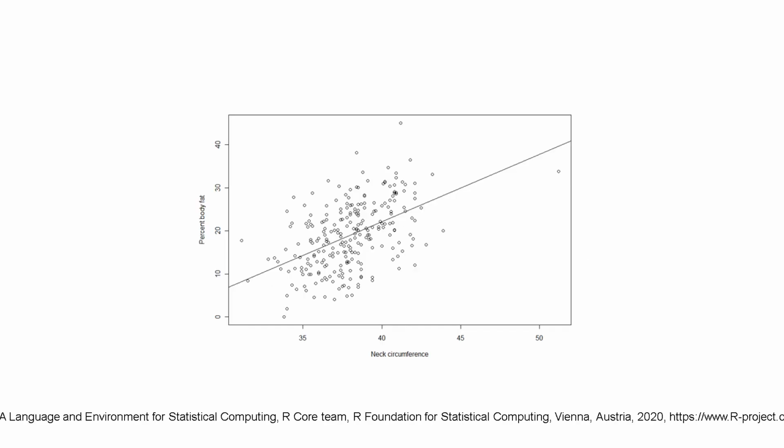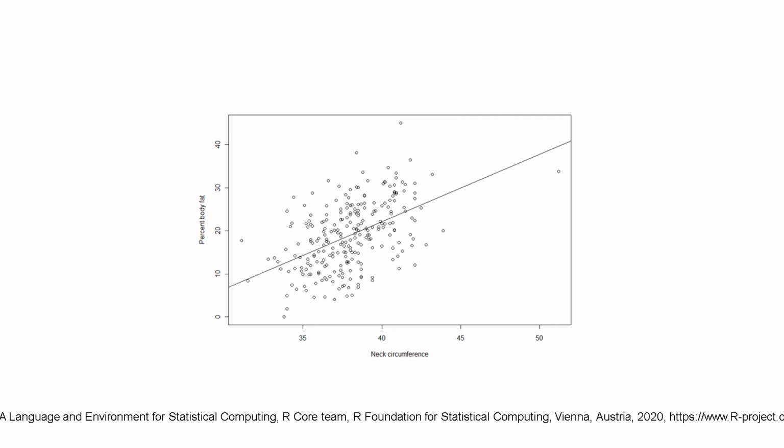This slide shows a scatter plot for percent body fat on the y-axis and neck circumference on the x-axis. Note that the regression line is the line showing the expected values of y for a given value of x.